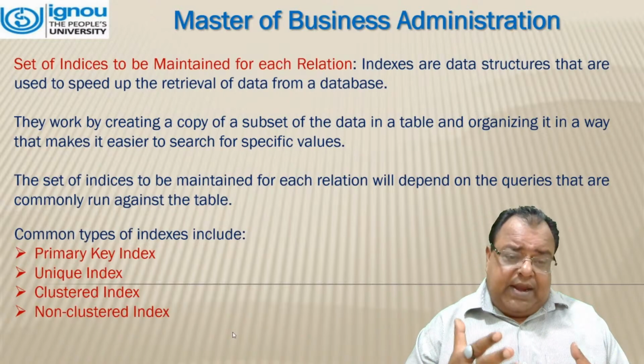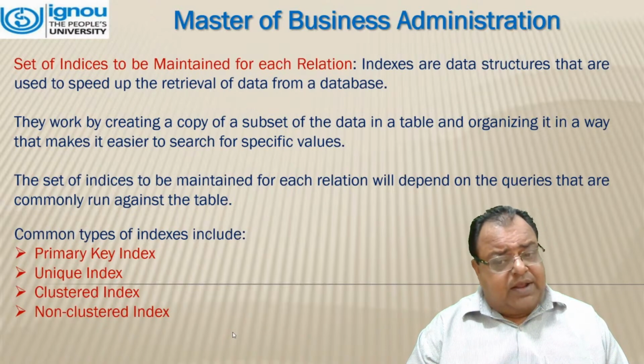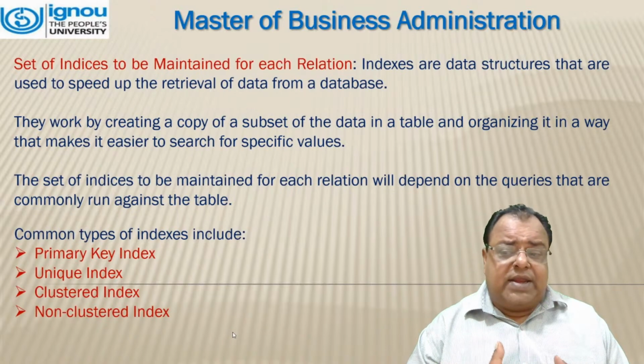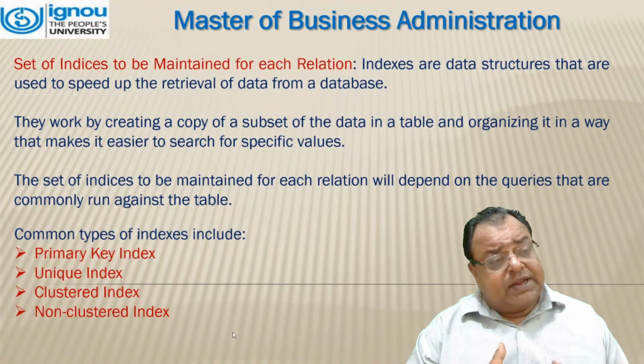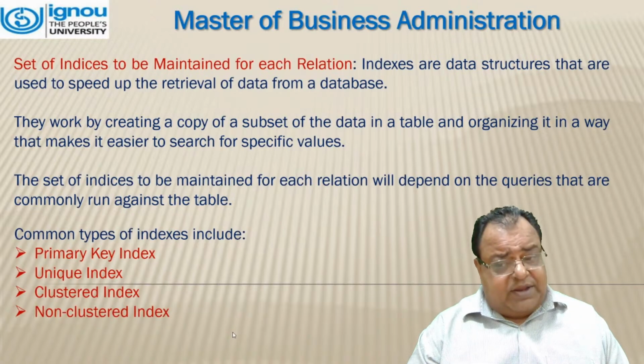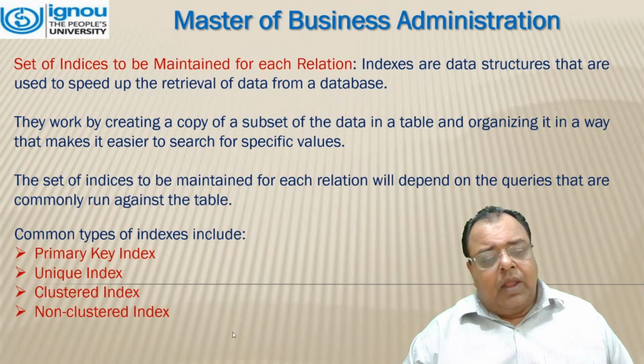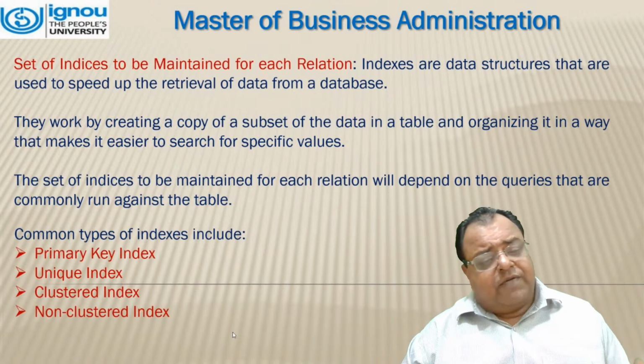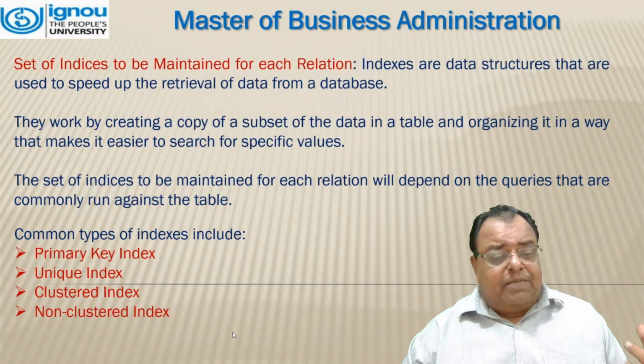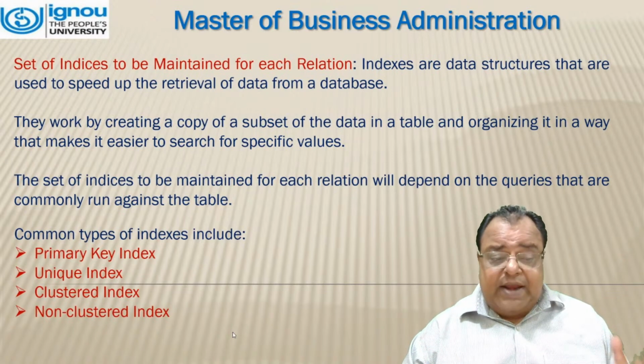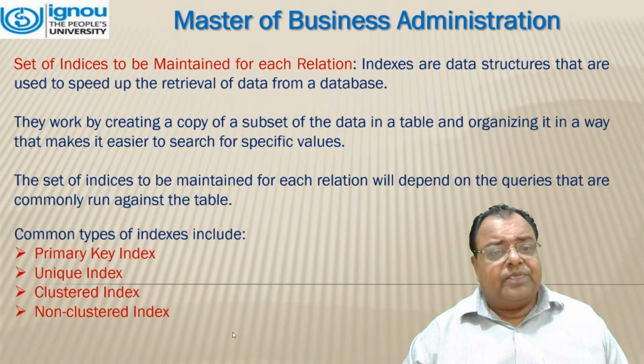They work by creating a copy of a subset of the data in a table and organizing it in a way that makes it easier to search for specific values. The set of indices to be maintained for each relation will depend on the queries that are commonly run against the table. Common types of indexes include primary key index, unique index, clustered index, and non-clustered index.